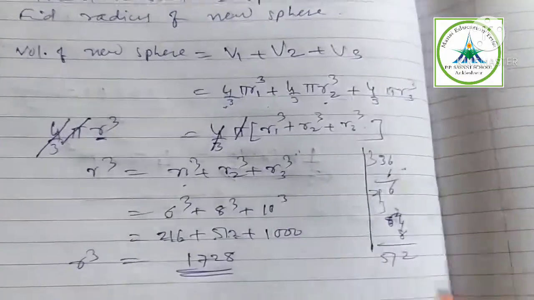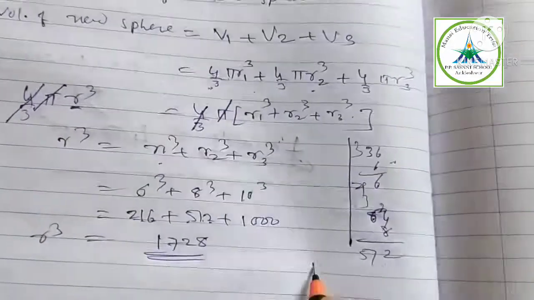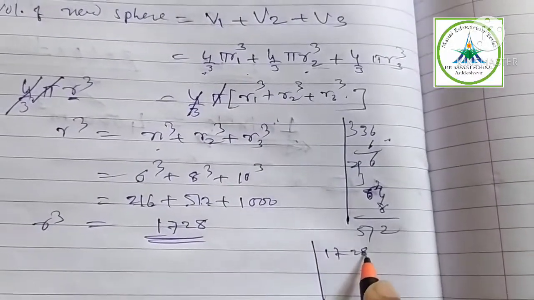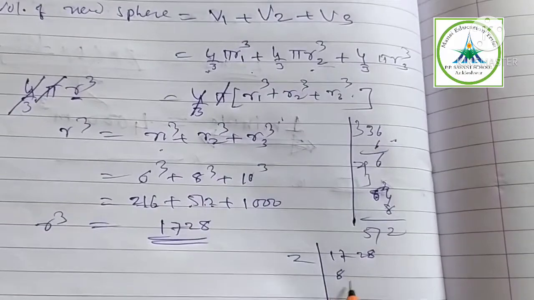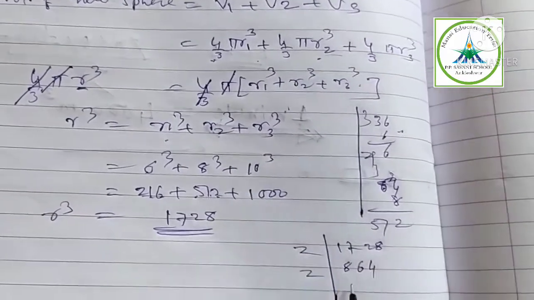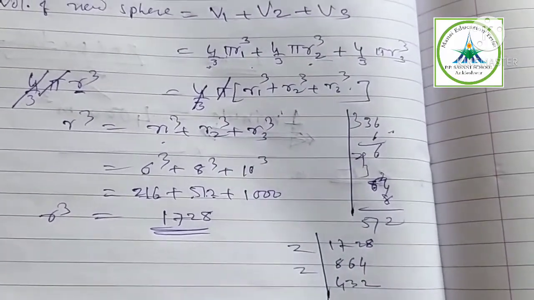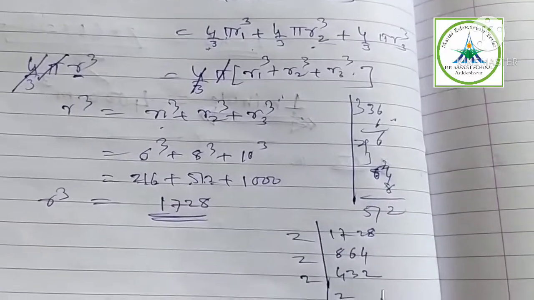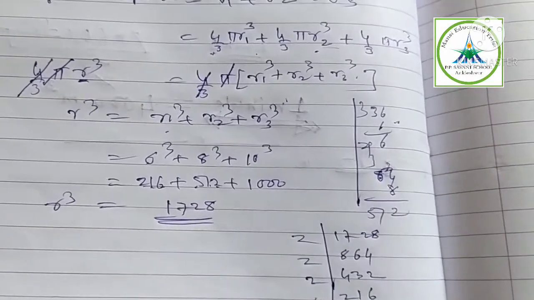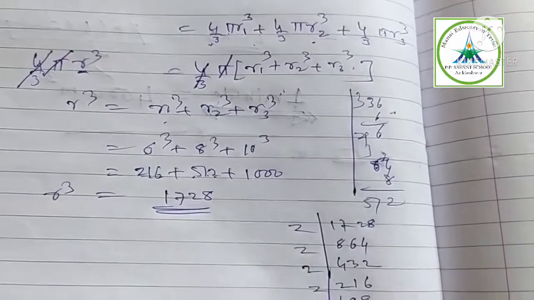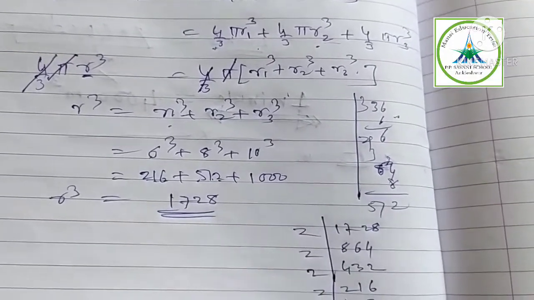Now find the cube root of this one. Yes, students, come on, 1728. Do it. You know this. You must know this. You must practice. If we practice, definitely you will learn it. Okay, so there is nothing to bother about. Remember it.